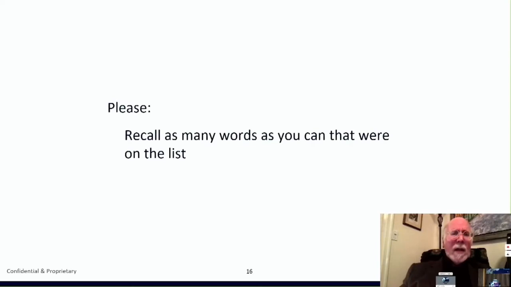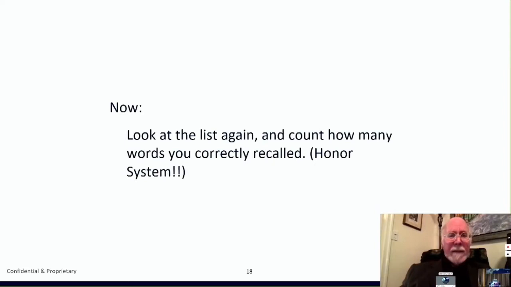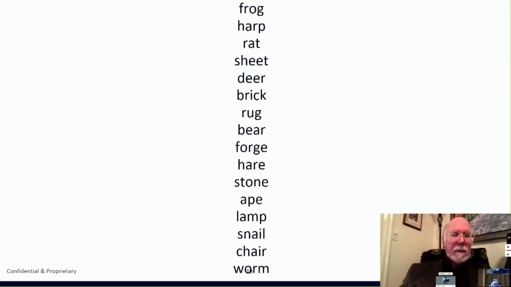I have them go through it, and then wait. I wait for about 10 seconds or so, and then I ask them to recall as many words as they can that are on the list. I give them about 15 seconds. They can write them down if they want to, or they can just remember them. Next slide, please. Now I say, look at the list again and count how many words you correctly recalled. So they're going to score themselves. It's the honor system. Next slide, please. They see the list again, and they go through and score how many they were able to recall. Next slide, please.